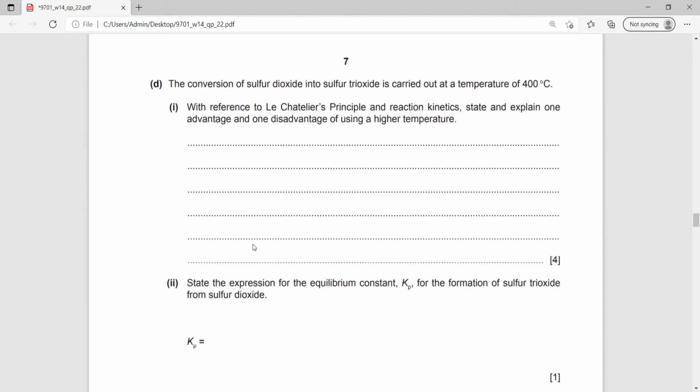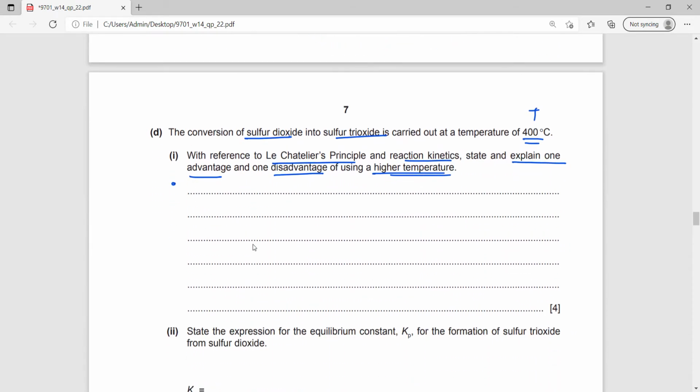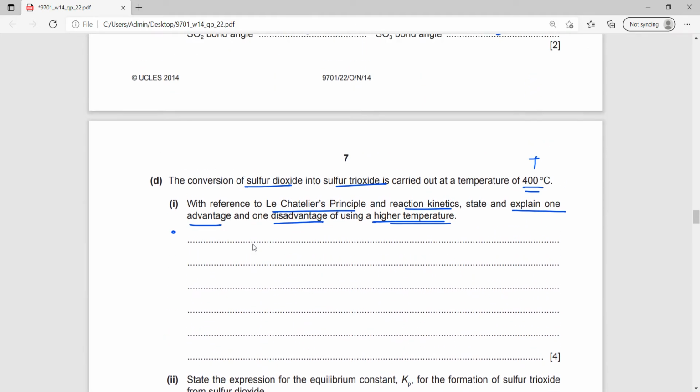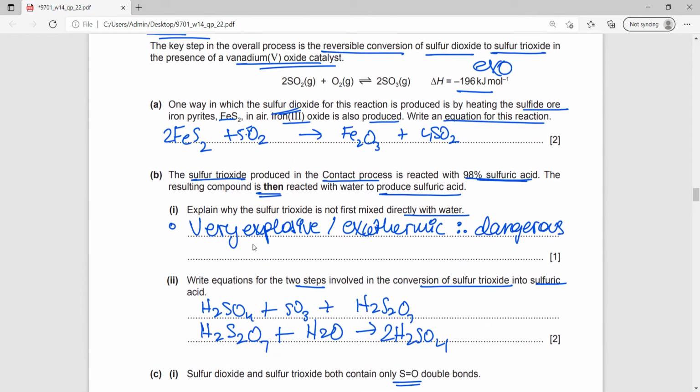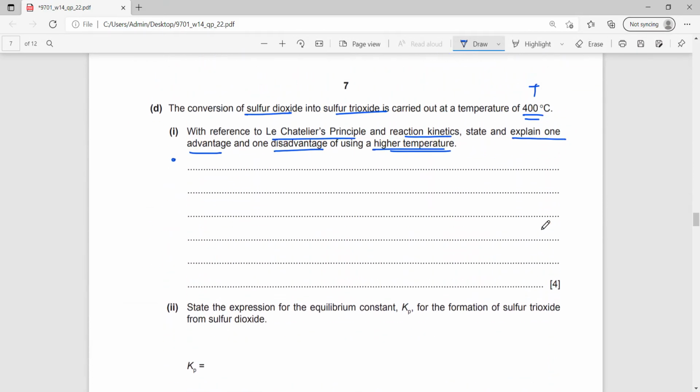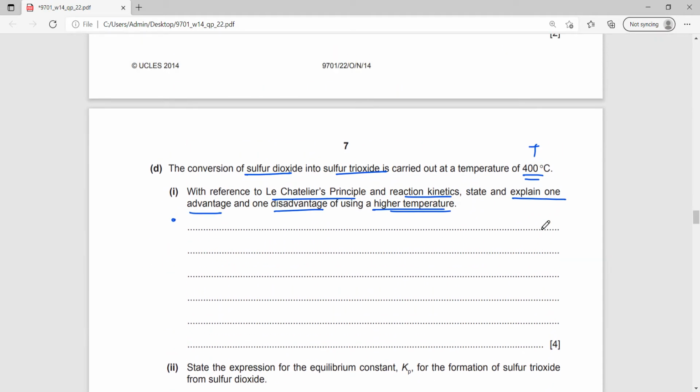Let's move on. The conversion of sulfur dioxide into sulfur trioxide is carried out at a temperature of 400 degrees Celsius. With reference to Le Chatelier's principle and reaction kinetics, explain one advantage and one disadvantage of using a higher temperature. So you have to refer to both reaction kinetics and Le Chatelier's principle. In reaction kinetics, the higher temperature would lead to a faster rate of reaction, right? Whereas in Le Chatelier's principle, since you're asking for a disadvantage, the forward reaction is exothermic, and therefore a higher temperature would reduce the yield of sulfur trioxide. So you basically have to state the reason and explain. So let's get to it.